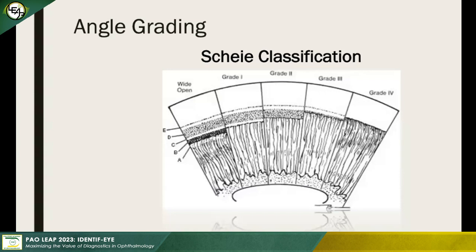So this is an example of the Shea classification. In the Shea classification, the lower grade means it's very wide open. If it's wide open with all the structures visible, you see all the pigmented layers, you see the cake that I call it. Then as your grade increases, you see fewer and fewer layers, with grade 4 being totally closed. You can only see Schwalbe's line.